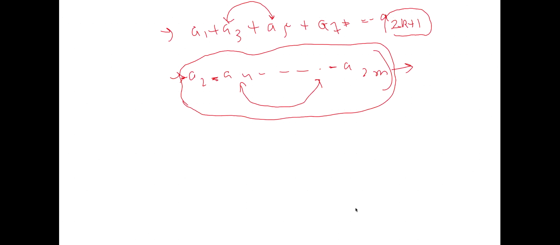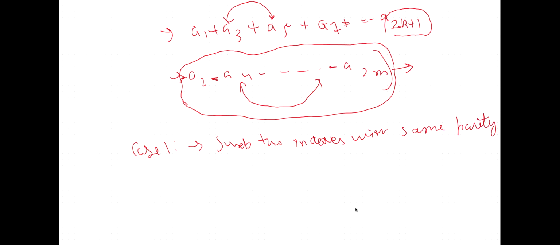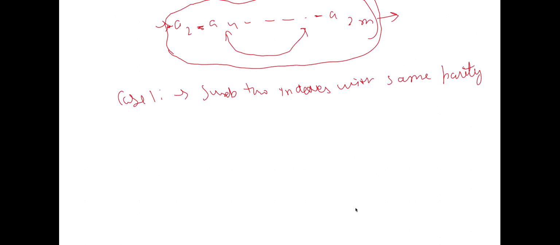So in case one, I would say that swapping two indexes with the same parity won't make any difference in this sum. Okay, and how will you calculate the sum?